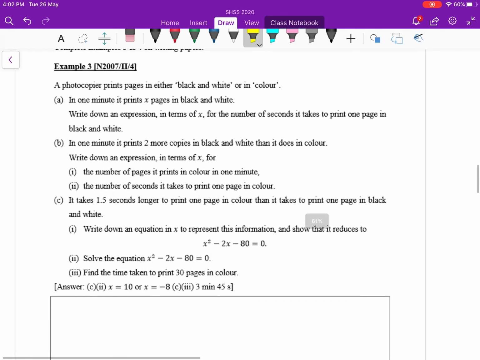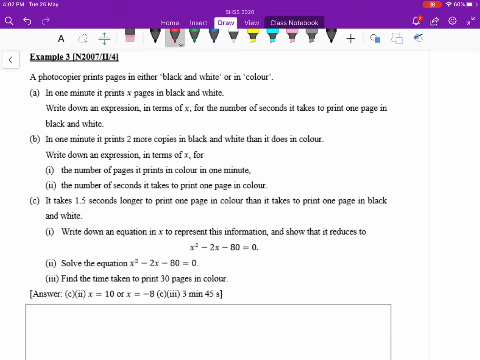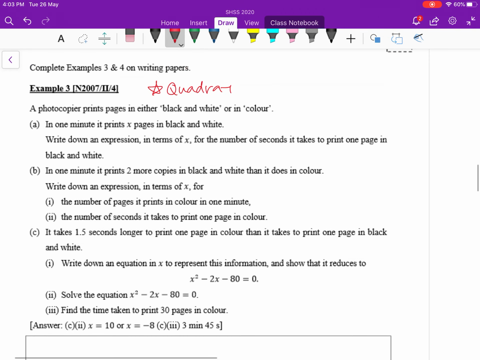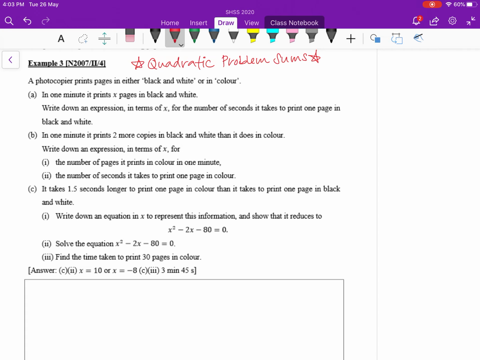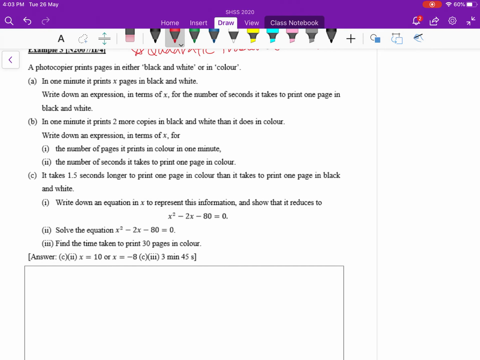Example 3 is a very long question. Now this question is what we call a quadratic problem sum, similar to the 2, but this is very important. Let's do this question. Now, a photocopier prints pages in either black and white or in color. In 1 minute, it prints x pages in black and white. So, 1 minute, I do part A. So you write, in 1 minute, it prints x number of pages.